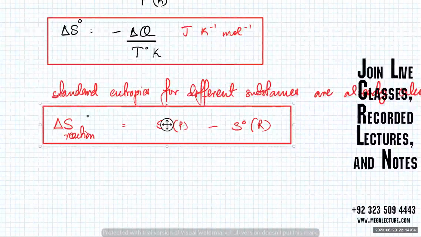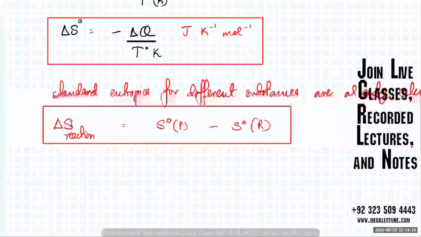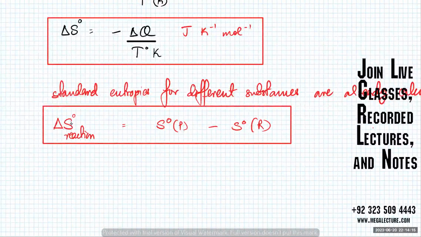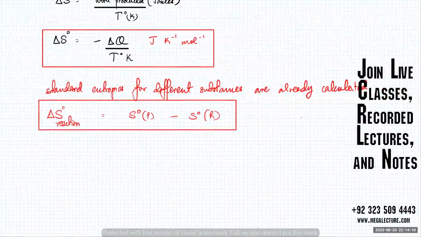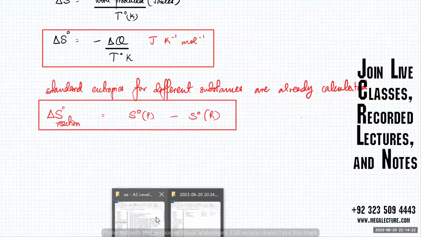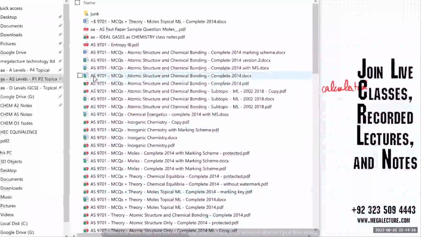So that's basically your formula. If you know the product entropies and you know the reactant entropies, just subtract them and you'll get the entropy change of that particular reaction. Is this clear? Yep, it's clear. We'll just do questions on this. Okay, that's your next formula.